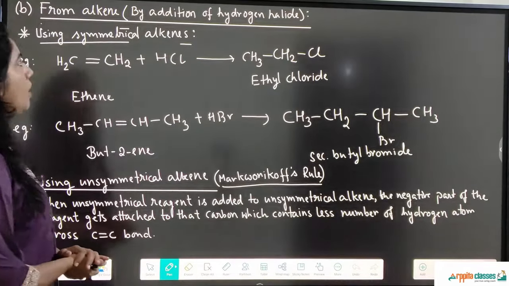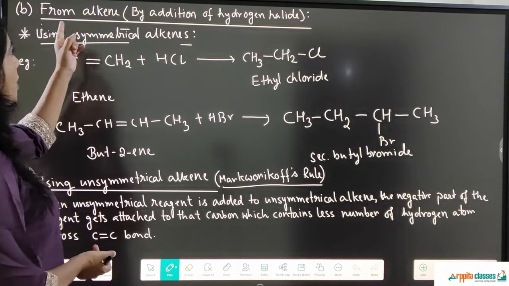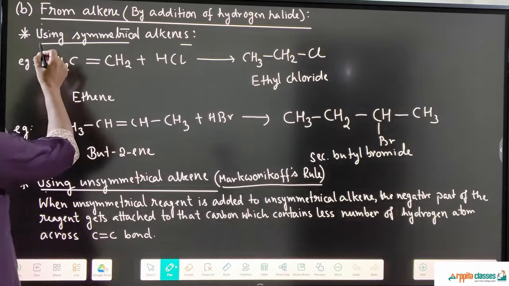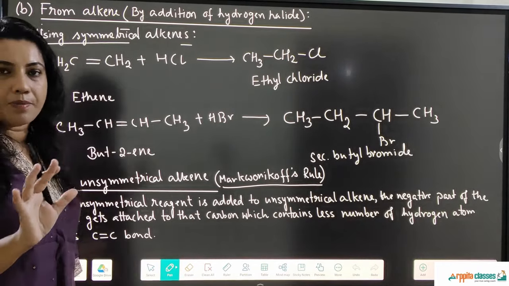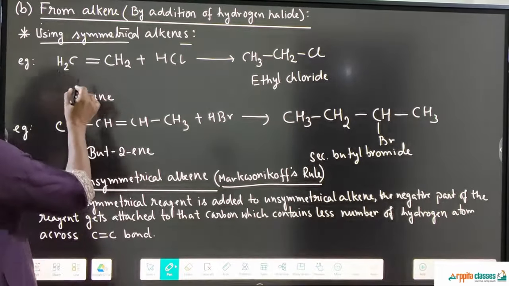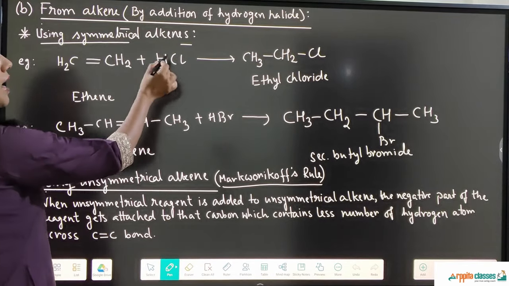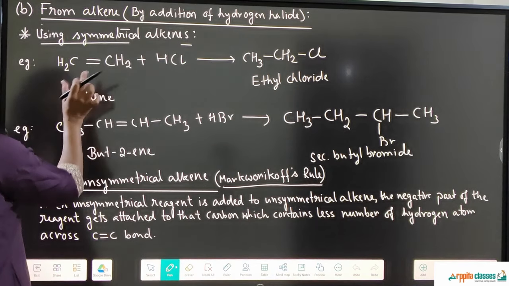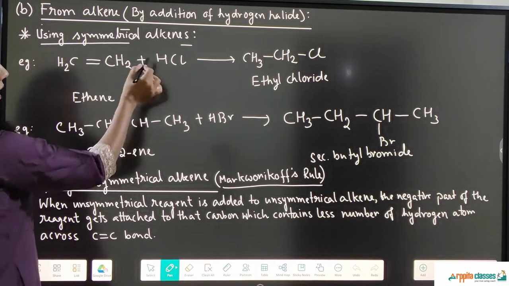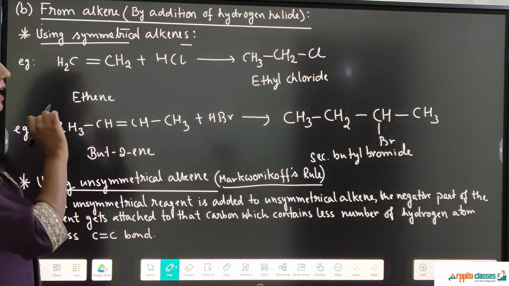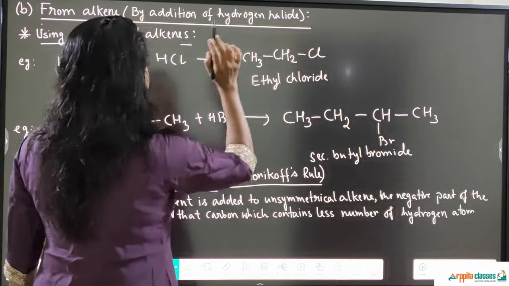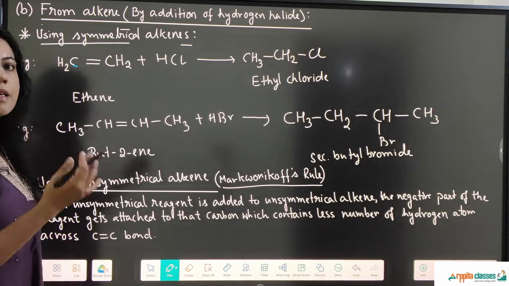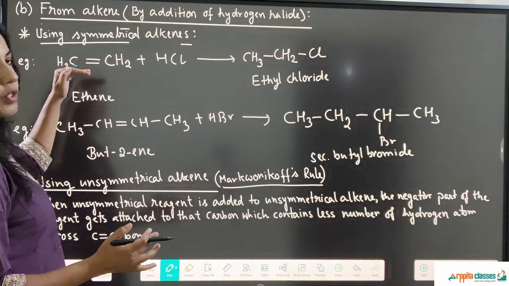Now the second method from hydrocarbon is from alkene, and this is by addition of hydrogen halide. First is using symmetrical alkene. There are 2 types of alkene, symmetrical or unsymmetrical. In symmetrical alkene we have taken ethene and we are reacting with HCl. So HCl will just get added across the double bond. One of the carbon will contain H and one of the carbon will contain Cl. So you are getting CH3CH2Cl. So here whether chlorine is getting attached to this carbon or this carbon doesn't matter, you get the same compound because it's a symmetrical alkene.